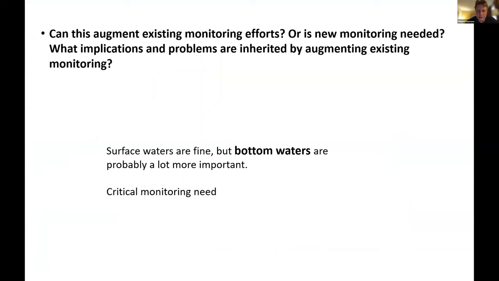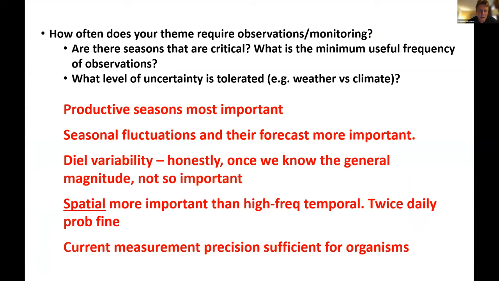Can you go two back? Yes, okay, diurnal variability. Honestly, I think we understand that it changes every day, and I don't think we need such high variability in monitoring. The seasonal fluctuations are important. The diurnal fluctuations, that's probably a contentious statement if I say that. Once we know how large that magnitude can be, continuous high frequency monitoring, say every 10 or 20 minutes, is to me less important. I don't think there's a critical need to do this. I agree that the spatial variability is much more important than the high frequency temporal variability.